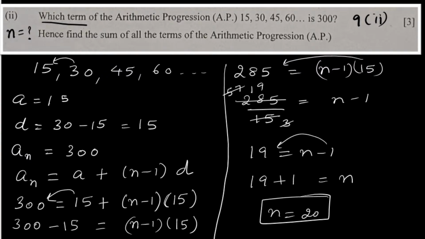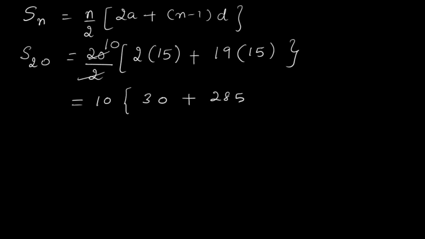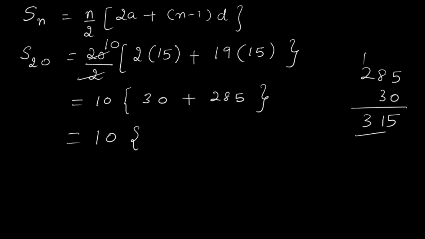So this I'll get 285. 15 into 19 is 285. 10 into this, if we add, what we'll get? 285, 315. Just check the calculations here. S20 is 3150.